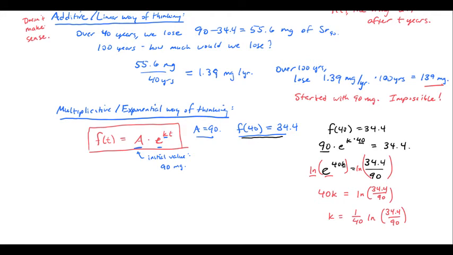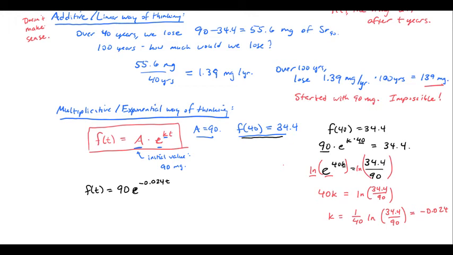And according to my calculator, 1/40th times the natural log of 34.4 over 90 gives me negative 0.024. So I now know a formula for f(t). f(t) is going to be 90 times e^(-0.024t). And that will tell me the amount of strontium-90 left at any given time t, in years after I've started measuring.